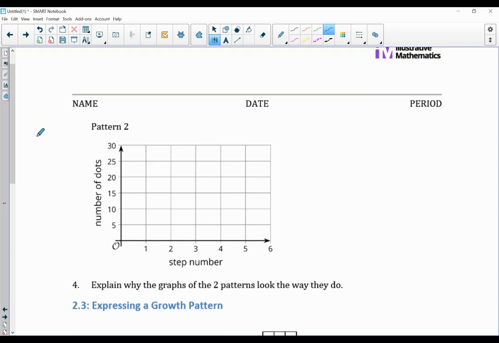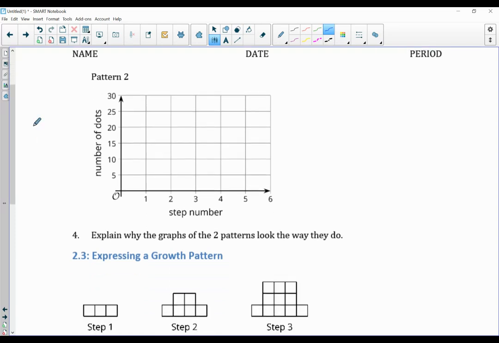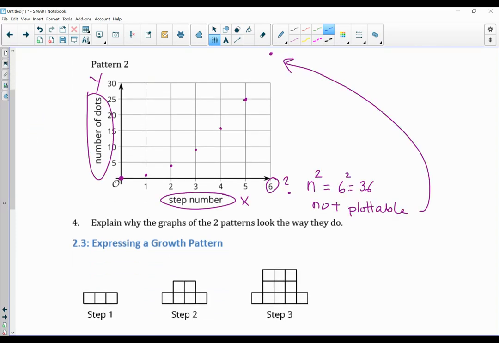Pattern number 2, again, I'm going to do the same thing. I'm going to just skip through it. Okay, so as you can see, I have now graphed pattern 2. I paid close attention to the step number x and the number of dots y. It's important that you don't get those coordinates switched.